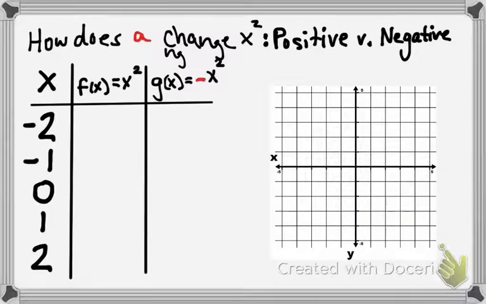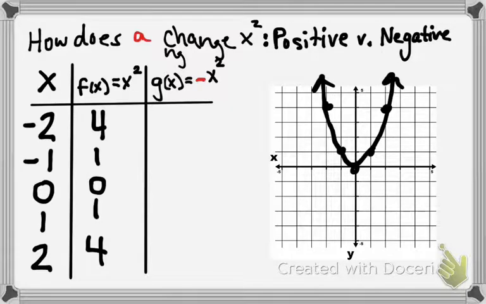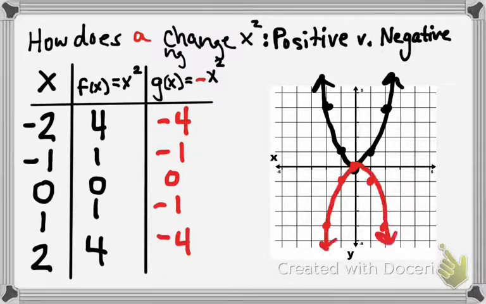Last but not least, how does a change x squared, positive or negative? We already know what x squared looks like. Let's look at the negative version of that. If I had 4 as my y value and I multiply by negative 1, I get negative 4. Same thing with all the other values: negative 1, 0, negative 1, and negative 4. So when I graph this, if it's negative, it flips over the x-axis. The a value will determine whether our parabola opens up or down.